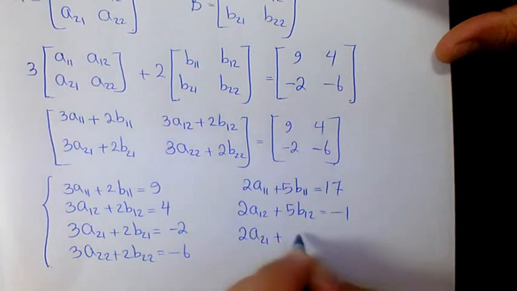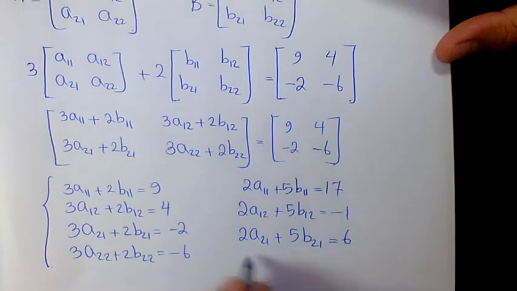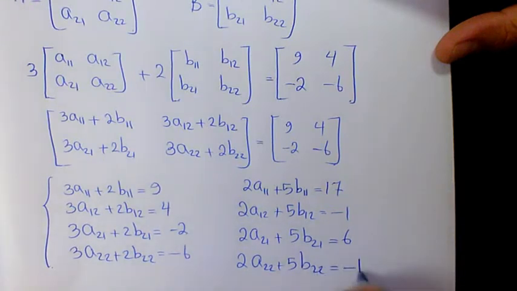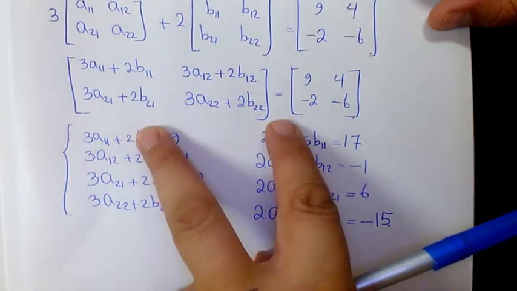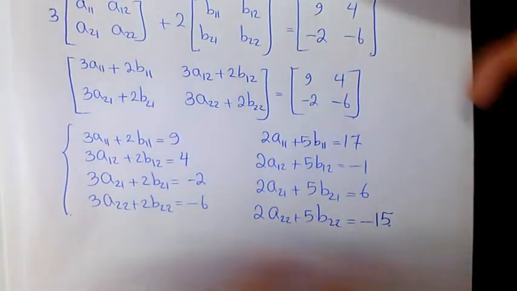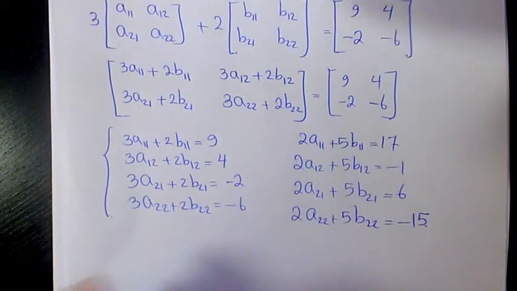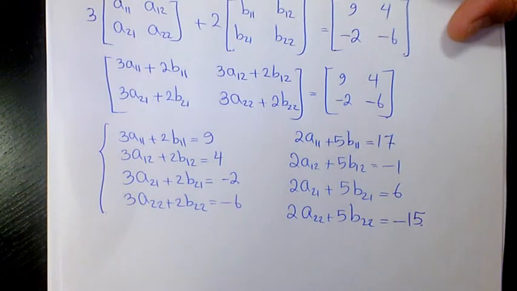2a21 plus 5b21 equals 6. And finally, 2a22 plus 5b22 equals negative 15. Now, these are pairs of equations, so we need to use the elimination or substitution method. It's better to use the elimination method in order to find each of these values.